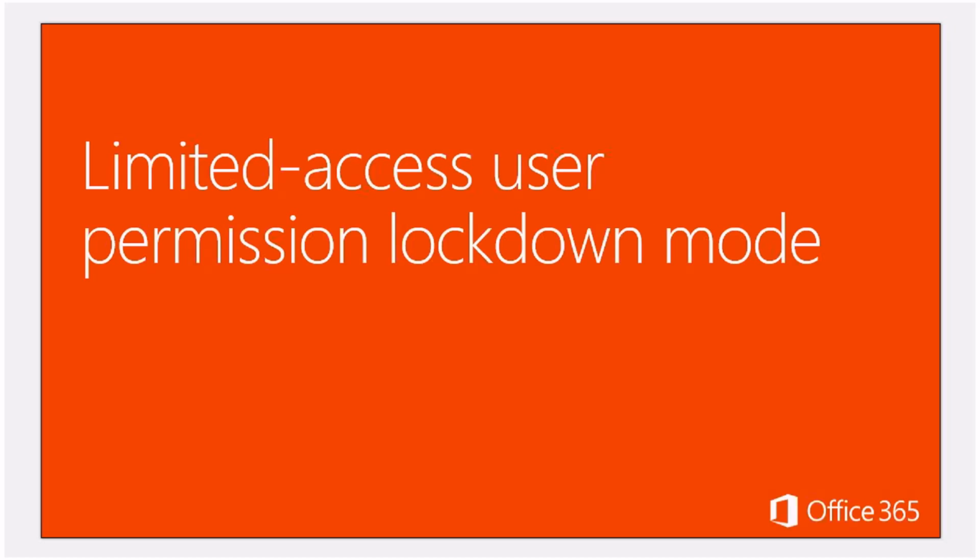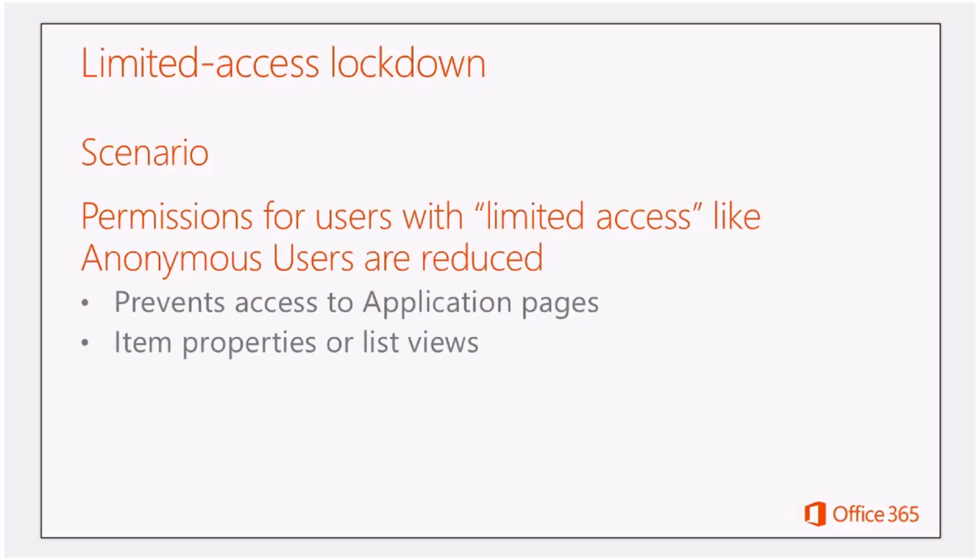Next issue we'll talk about, we don't necessarily have a KB for this. It's a common issue, and it is by design. You have a feature enabled in your SharePoint site, limited access user permission lockdown mode. What problem does that create? Well, when this is enabled, permissions for users with limited access permissions, such as anonymous users, are reduced, preventing access to application pages, including item properties or list views.